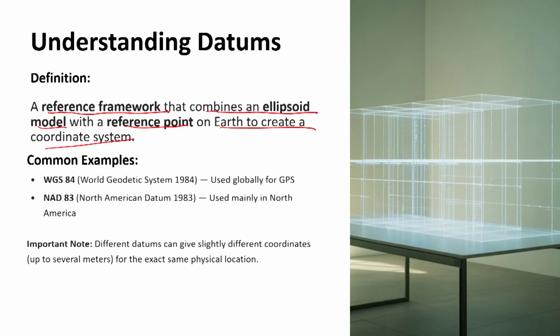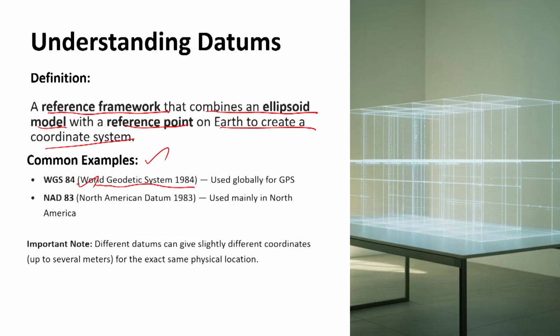Okay. And for example, WGS 84, that is World Geodetic System 1984. This can be used for the complete globe. Okay. It will try to approximate any part of the world, and most of the geospatial software are using this projection system. Okay. It tries to fit the complete globe.